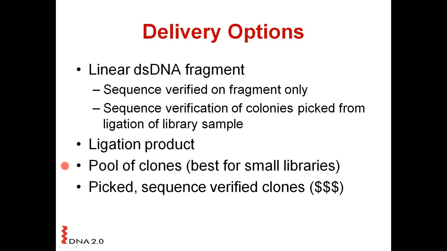We can deliver as pools of clones, and that's best for a small library. And of course, you always want to keep in mind that when we're doing this, that's going to start decreasing the diversity that you receive. And of course, we can deliver picked sequence-verified clones, at least for libraries with smaller diversities. So that's individual site libraries in particular. Of course, as soon as we start delivering individual sequence-verified genes, the costs do start to climb because there's much more sequencing involved in that sort of project.